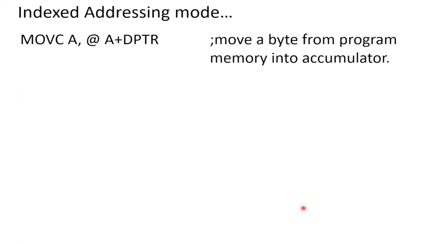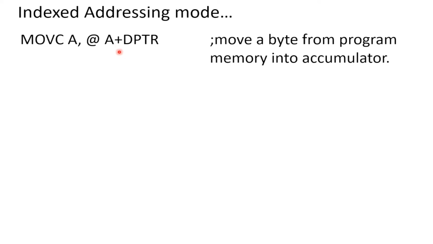Let us take one example. There are two MOVC instructions. The first one is MOVC A, @A+DPTR, and the second instruction is MOVC A, @A+PC. We will take the example of the first instruction, MOVC A, @A+DPTR. As told earlier, DPTR is used as a base register, so DPTR will definitely have some value. The accumulator is an index register, so it will have some value in it.